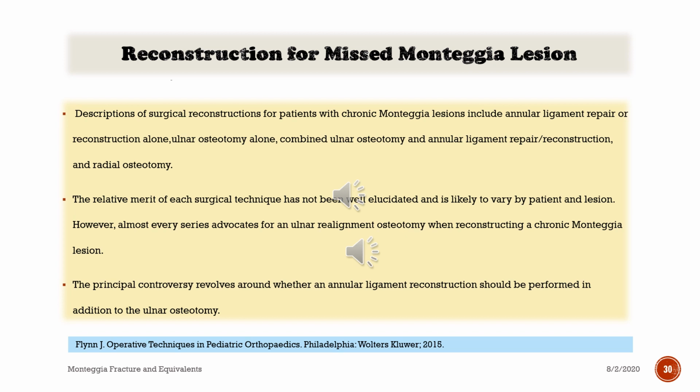The relative merit of each surgical technique has not been well elucidated and is likely to vary by patient and lesion. However, almost every series advocates for an ulnar realignment osteotomy when reconstructing a chronic Monteggia lesion. The principal controversy revolves around whether an annular ligament reconstruction should be performed in addition to the ulnar osteotomy.